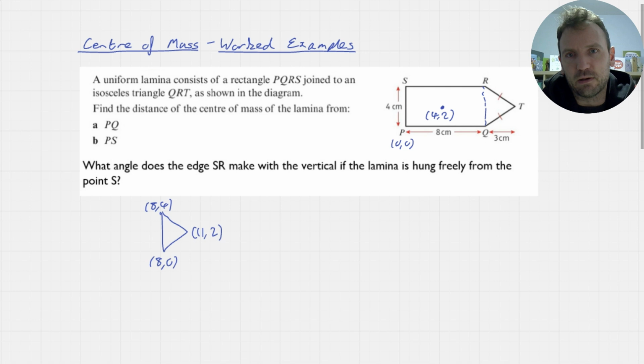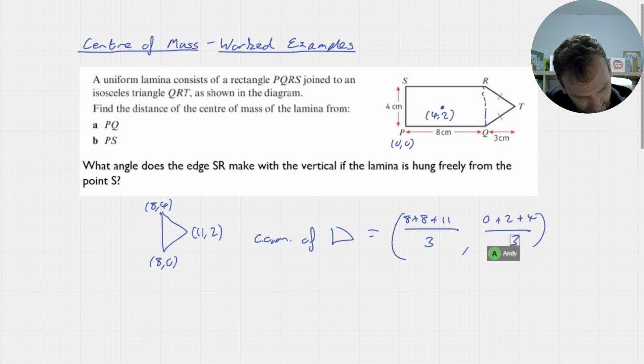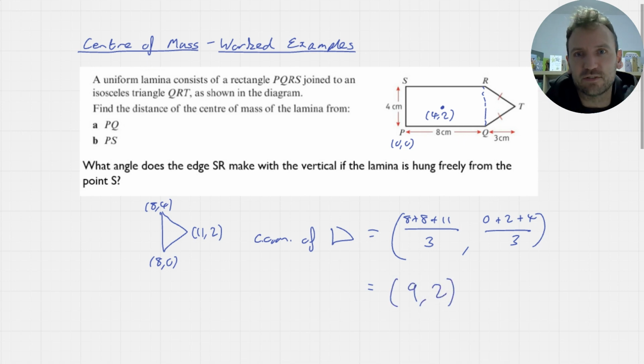There's two ways we can go about finding the centre of mass of this triangle. The first way is we can find the average of the three coordinates. This, in this case, turns out to not quite be the quickest, but it's definitely the most adaptable to harder triangles. So by the average of the coordinates, we're saying centre of mass of our triangle is going to be the average of the x-coordinates, so 8 plus 8 plus 11 over 3, and the average of the y-coordinates, which is 0 plus 2 plus 4 over 3. So we're going to end up with 9 and 2 being the centre of mass of our triangle.